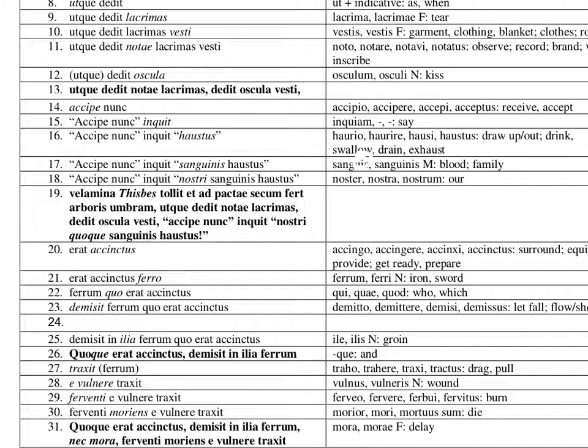Okay, so, oh, and when you see, whoopsies, that was bad. Sorry, didn't mean to do that, guys. There. When you see number 17, accipe nunc inquit sanguinis haustus, it makes sense there for haustus to also be a noun. Go ahead, Frank.